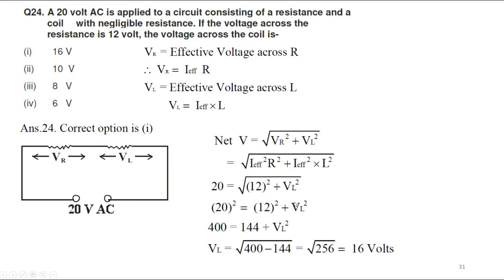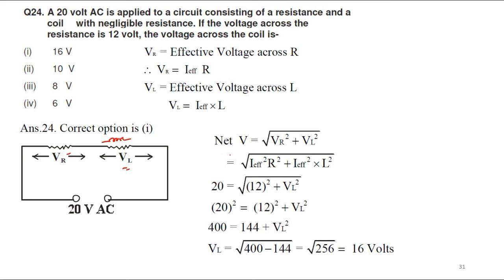Okay, this is from the key. This is a circuit, 20 volt AC, a circuit consisting of a resistance and a coil. This is a coil, this is a resistance. Both look similar. This is the coil, this is the resistance, because he has given VL here, so this has to be the coil. This is the resistance, right? Okay.